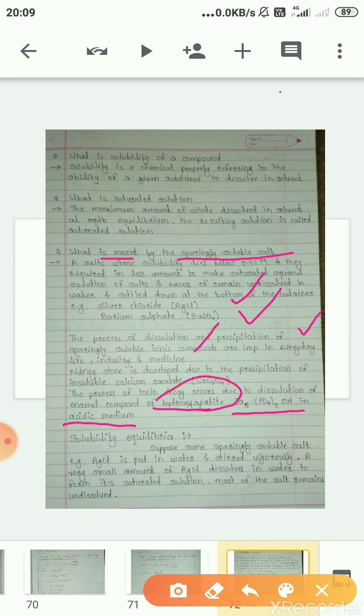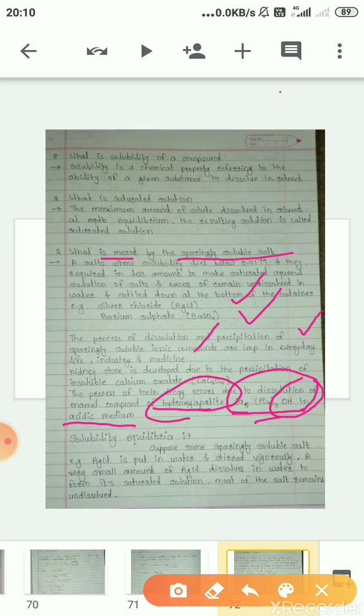Now you have seen chlorapatite and fluorapatite. In the same way there is hydroxyapatite. The formula for apatite is Ca5(PO4)3. As it contains the OH group or hydroxide group, it is called hydroxyapatite. If it contains fluorine, it is called fluorapatite, and when it contains chlorine, it is called chlorapatite. Now we are going to see the next point, which is solubility equilibria.